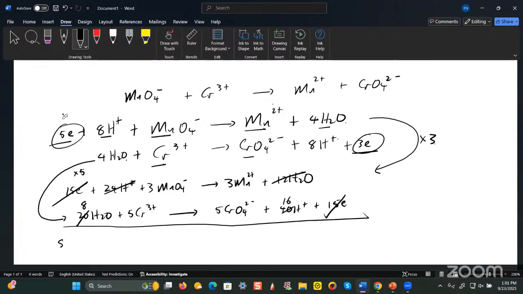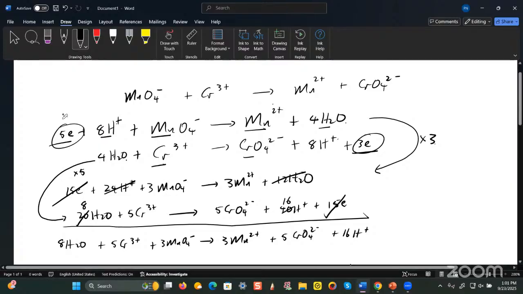So 8 H2O plus 5 Cr3+ plus 3 MnO4-, and then on the right side 3 Mn2+ plus 5 CrO4 2- plus 16 H+, and that should be the final answer. All right. But again, as I said before, you need to check to make sure that your final answer is correct by ensuring that everything is balanced, right?